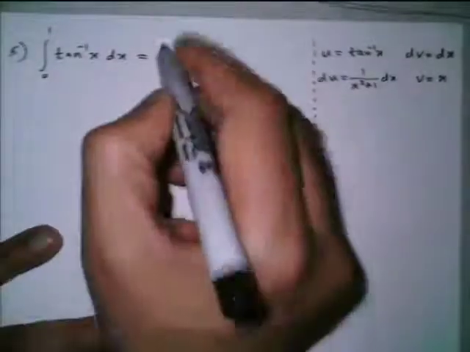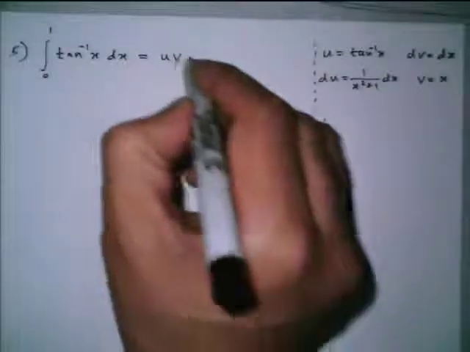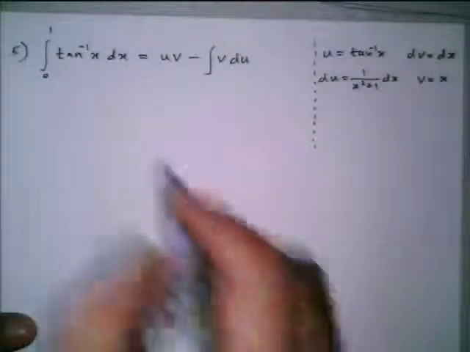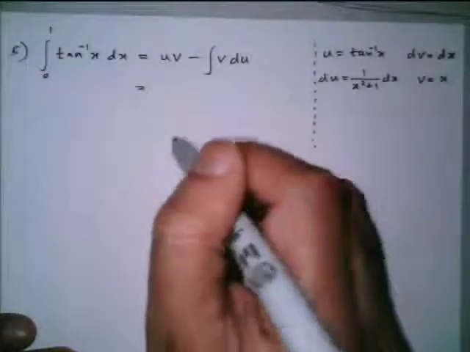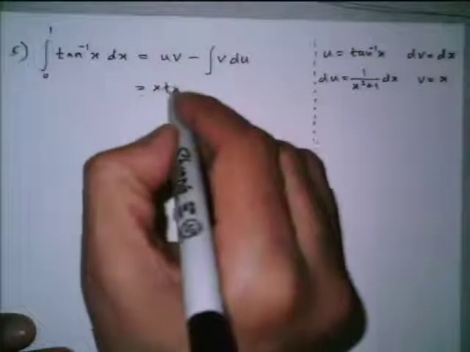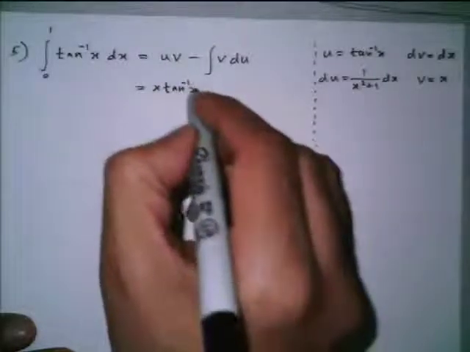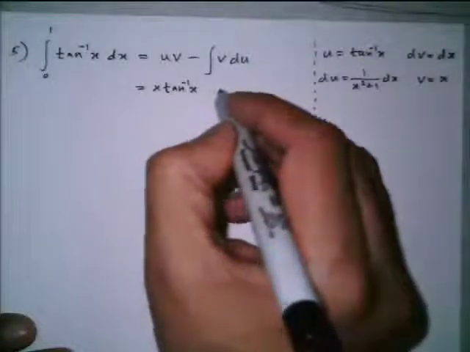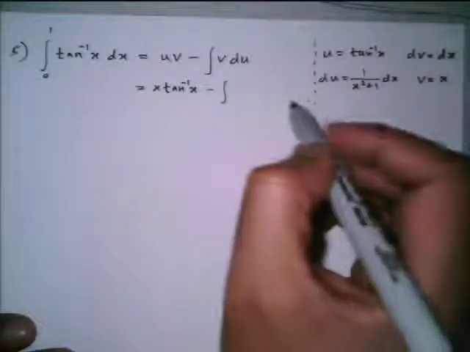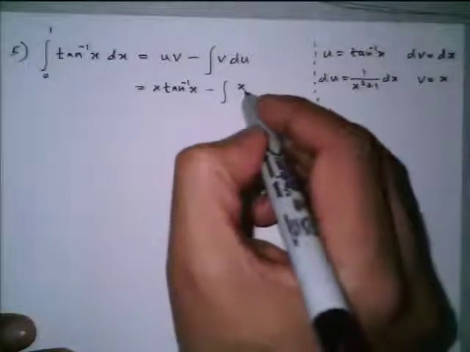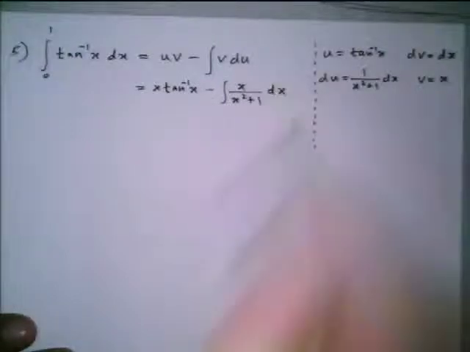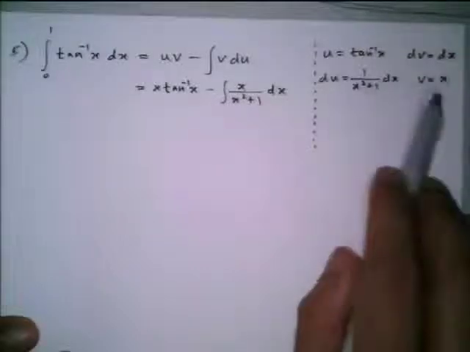So let's substitute. It is uv minus the integral of v du. So what is uv? x tan inverse x. Okay, now you can put the numbers, but let's write everything first. So what is v? x, times 1 over x squared plus 1 dx. Is that right? You multiply these two.